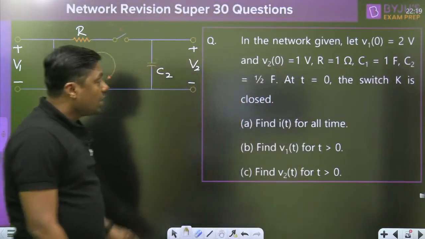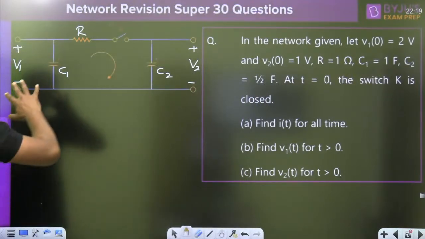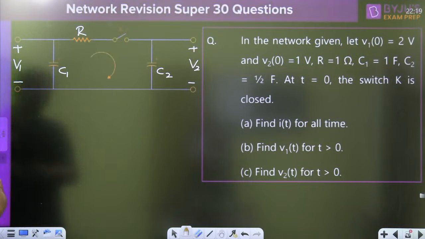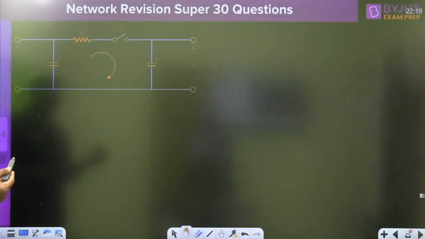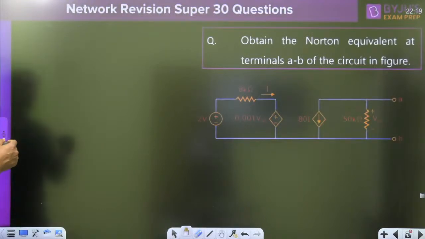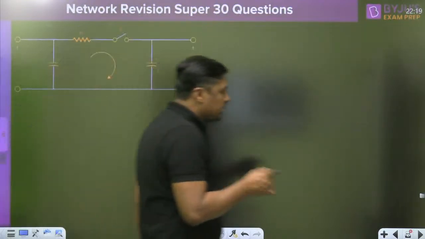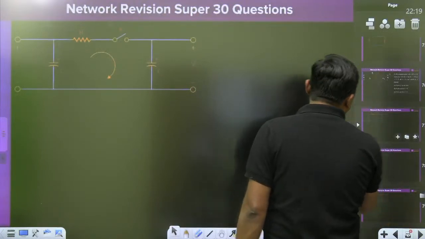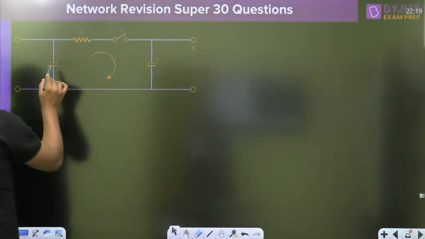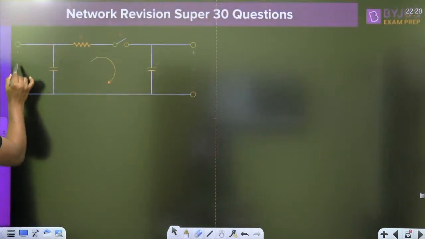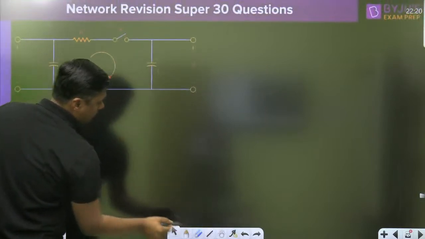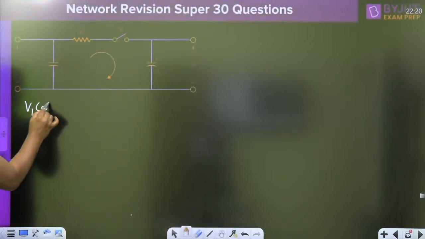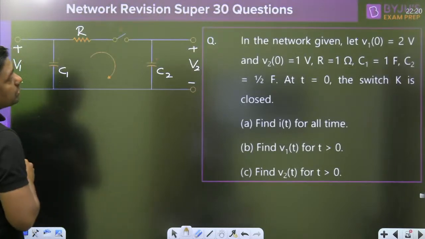Okay then. So first of all, this is a very general and important question. V2 initial value is given, R is given, C1 is given. How can we solve it? Always remember, a capacitor does not allow sudden change of voltage. So for this particular diagram, this voltage V1 at 0 is equal to 2 volt, given.